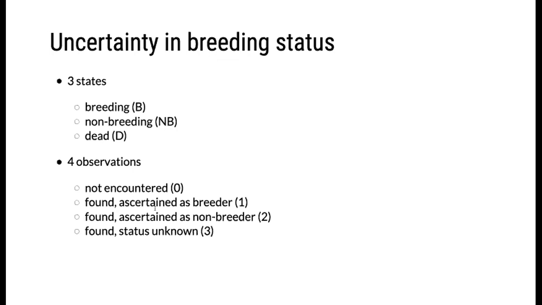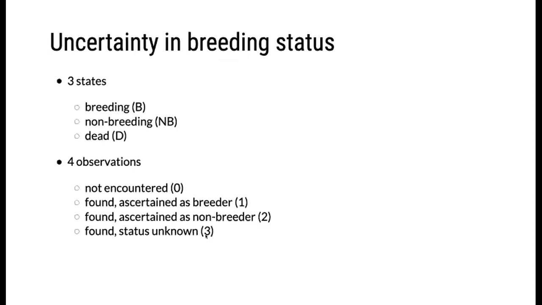It may be found and classified as a non-breeder, in which case we're going to code this data as a two, for this particular individual at this particular sampling occasion. Or it may be found and we cannot really determine whether it was breeding or non-breeding for some reason, so it's a three. So 0, 1, 2 are basically what we had this morning, and we add a three where we're not really able to classify the individual either as a breeder or a non-breeder. That's the novelty here in the data.